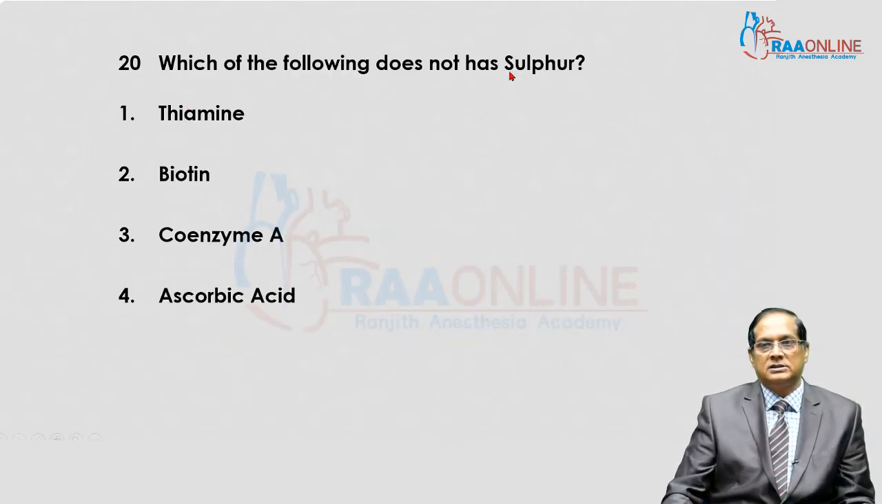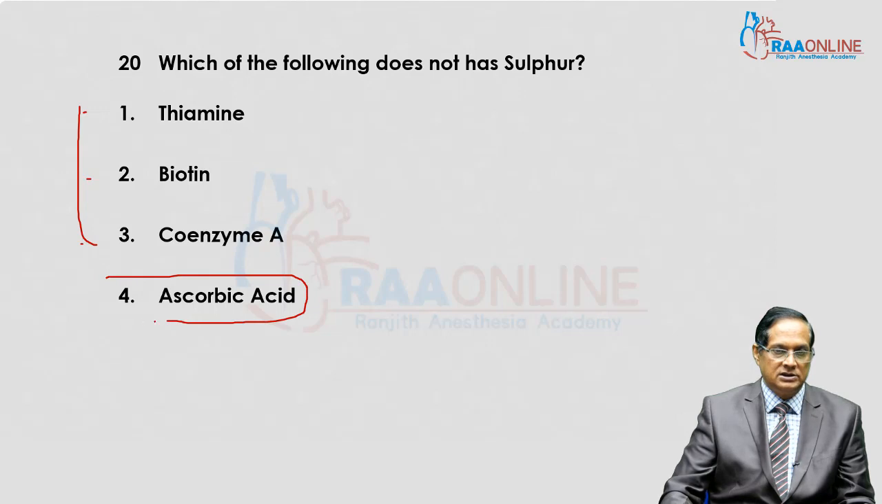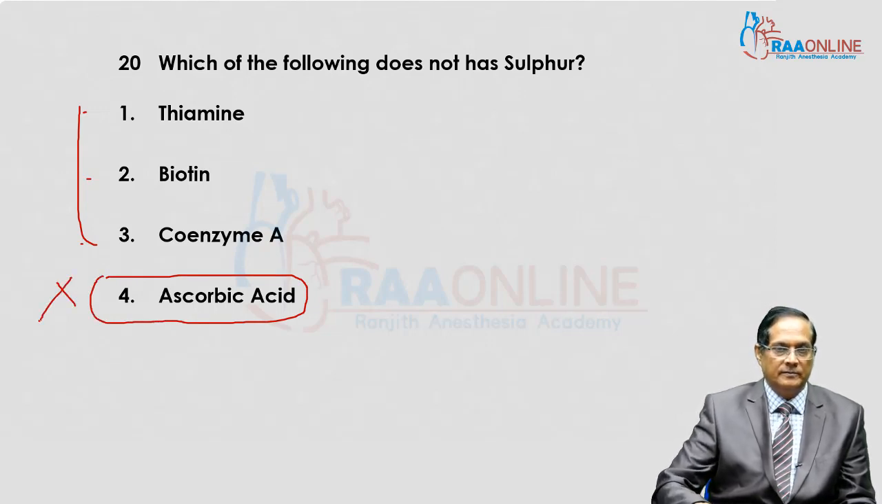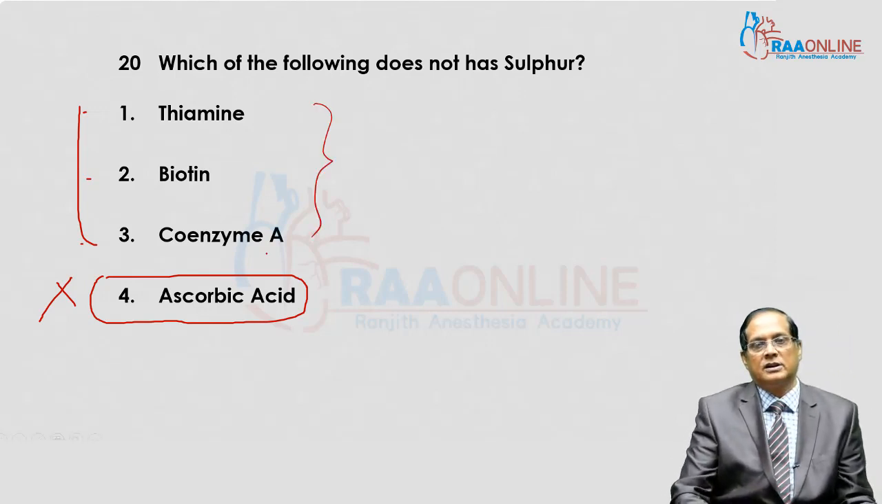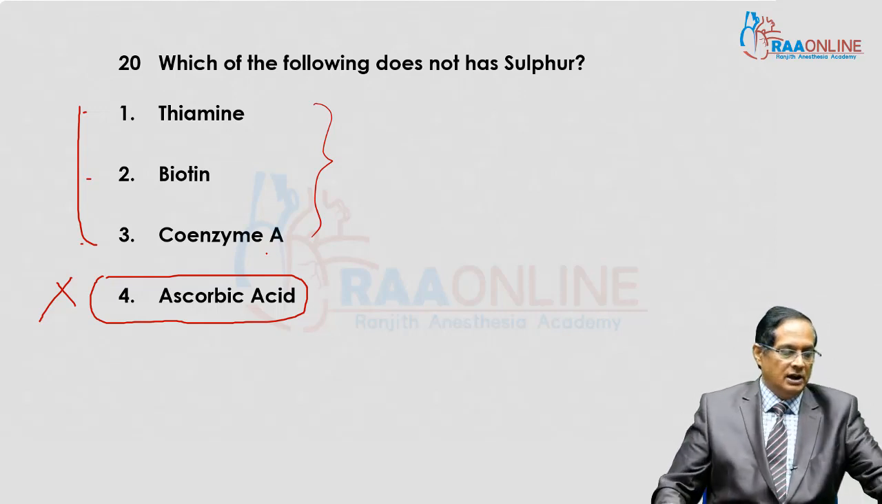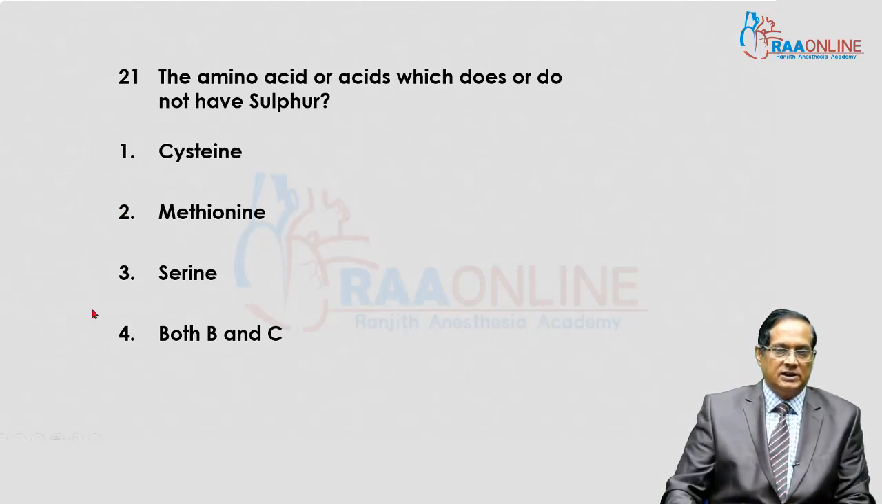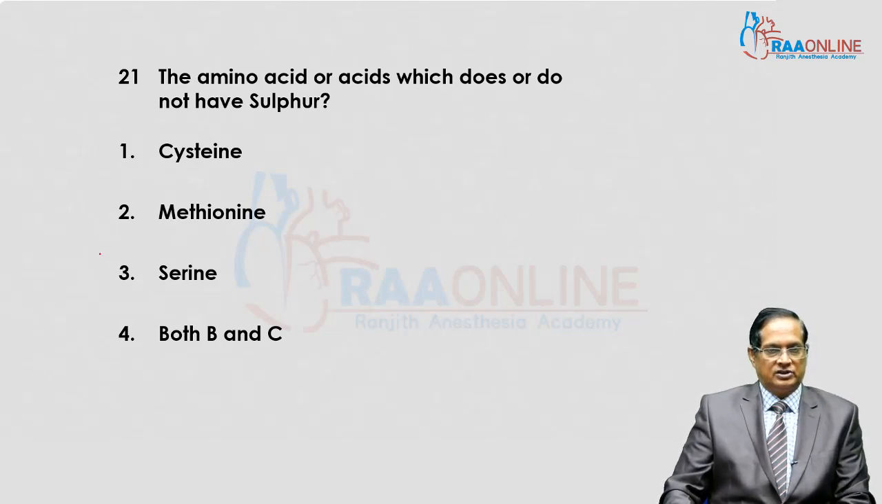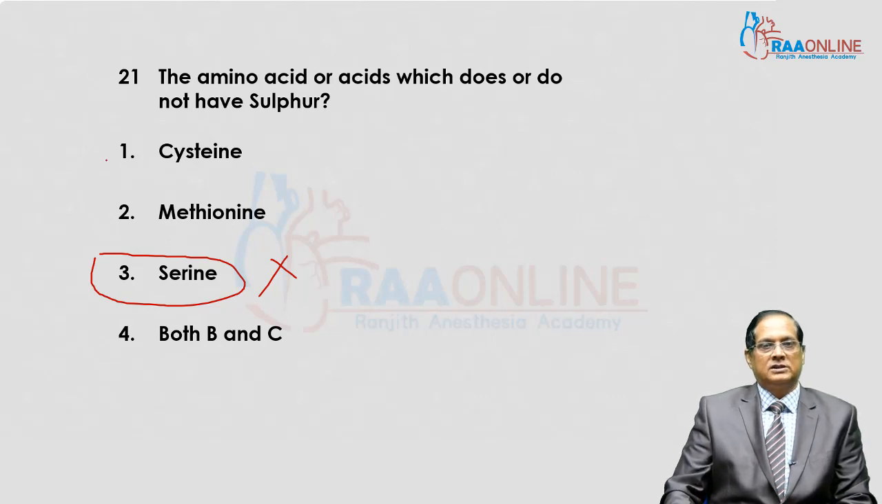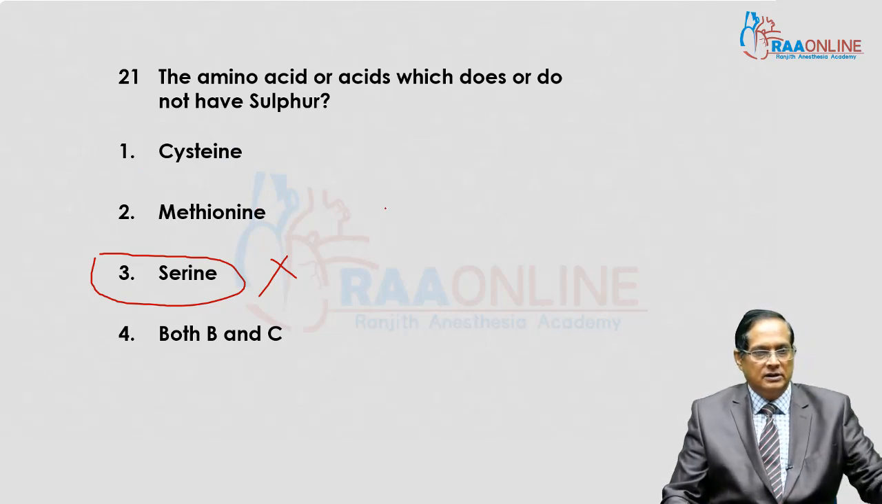Which of the following does not have sulfur? These are all vitamins: thiamine, vitamin B1, biotin and coenzyme A. These are all vitamin B series and contain sulfur, but ascorbic acid, that is vitamin C, does not contain sulfur. Among the amino acids, cysteine has sulfur present, methionine has sulfur present, but in serine, sulfur is not found. This amino acid is without sulfur.